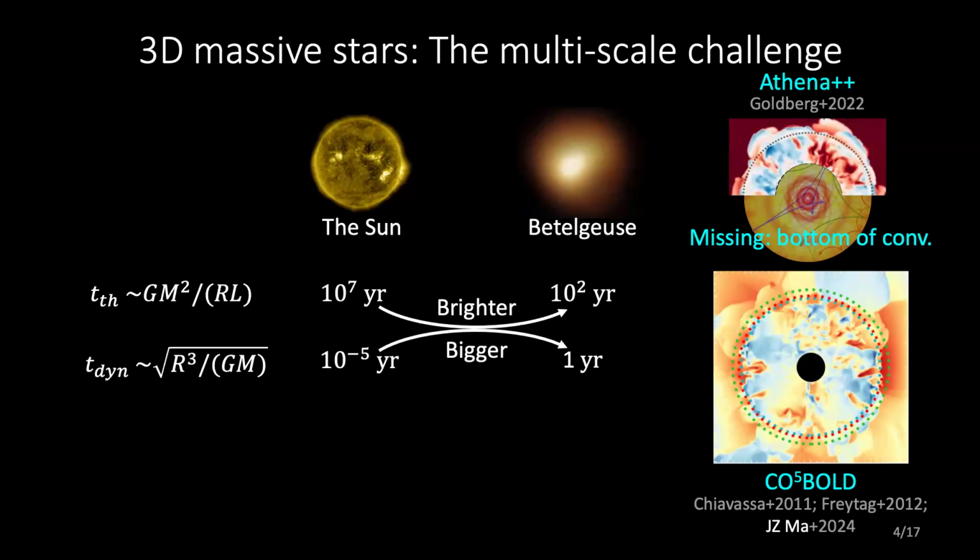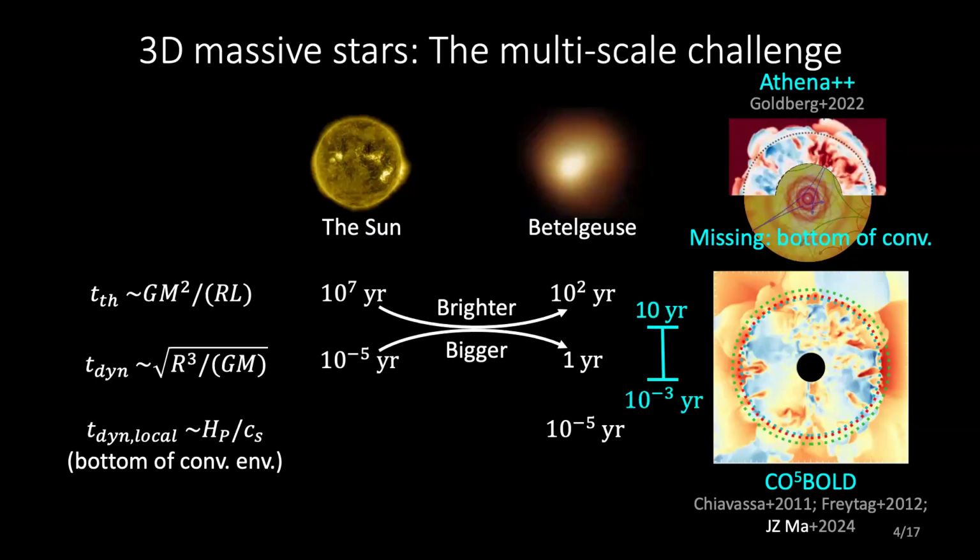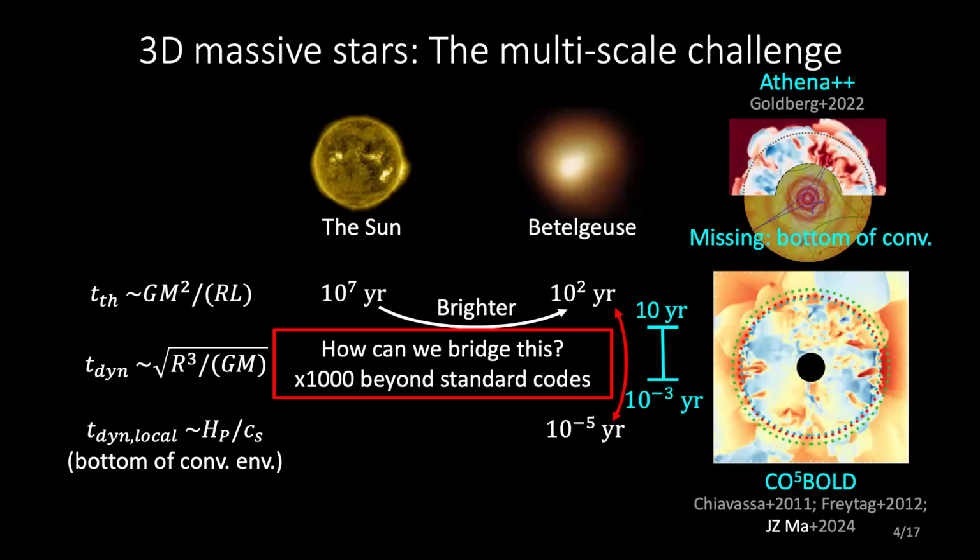But why can't we just simply simulate this? It's because if you look at the local dynamical timescale at the bottom of your convective envelope, it's still 7 orders of magnitude lower than the thermal timescale. And mostly what current standard codes can do is just simulate some timescale in between. So how can we really do this? How can we bridge this, which is about 1,000 times beyond what the standard codes can actually do?